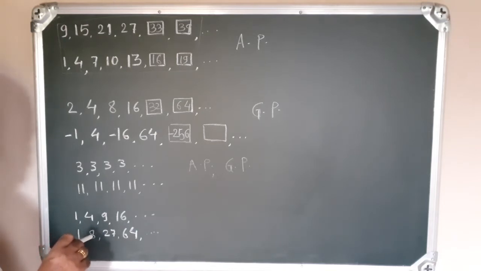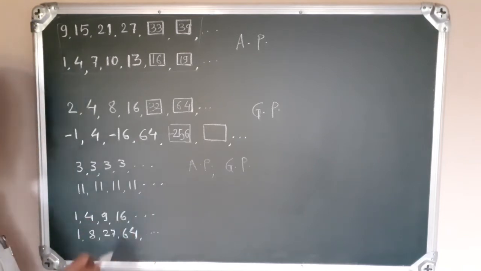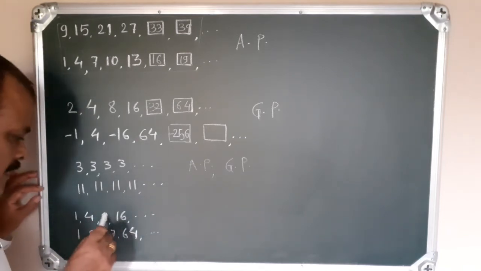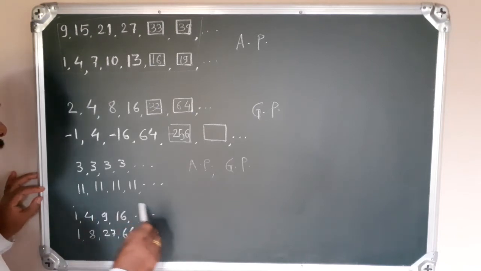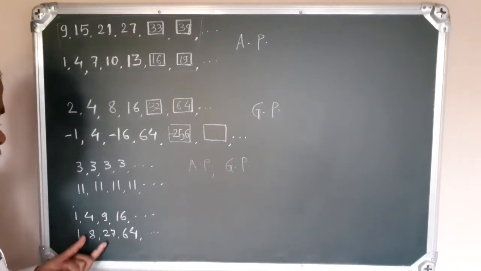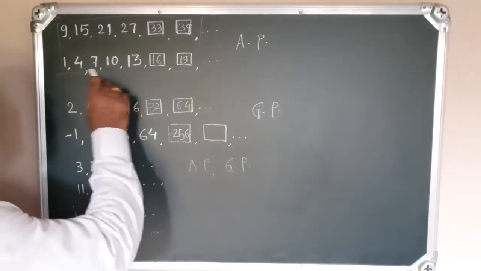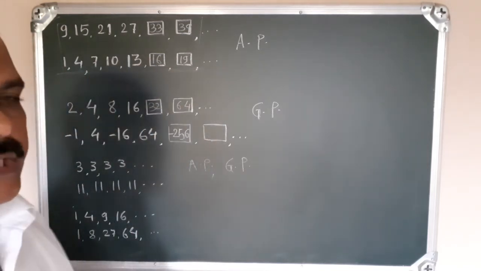This is the cube of 1, this is the cube of 2, cube of 3, cube of 4, cube of 5, like this. This is also a sequence. These two are sequences, but these two are not an AP or GP. Now we are going to study only AP, arithmetic progression.